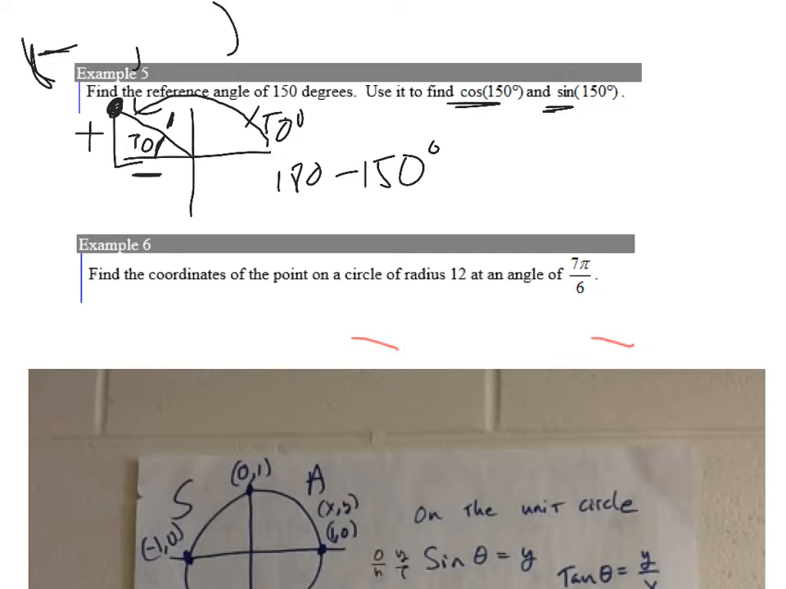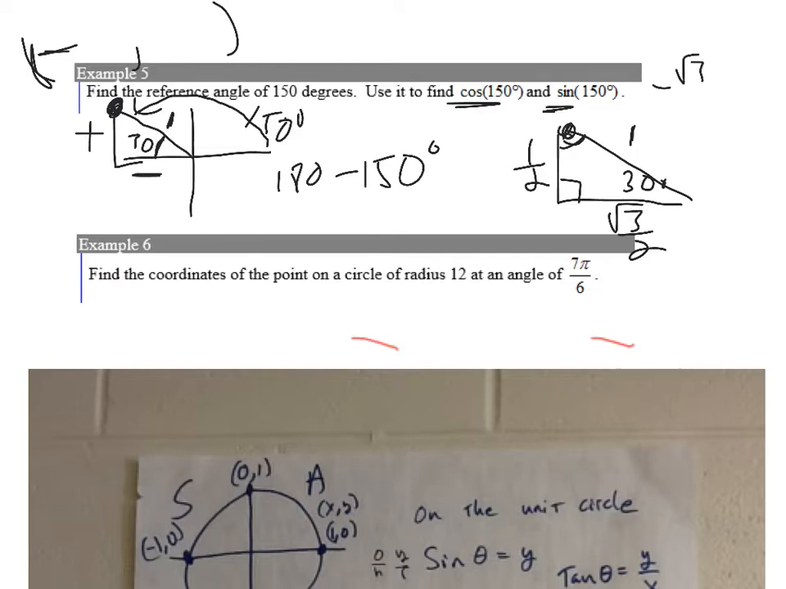Well, you can do this with the 30-60 right triangle pattern. In fact, maybe we should do that. I know here is a 30-degree angle. This is 1. So the side opposite the 30-degree angle is half the hypotenuse. The side opposite the 60-degree angle is 1/2 the hypotenuse times the square root of 3. So the square root of 3 over 2. So the x-coordinate of that point is negative root 3 over 2. The y-coordinate of that point is 1/2.